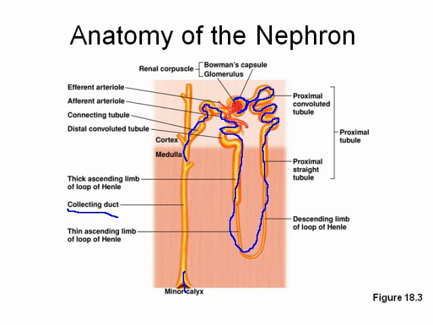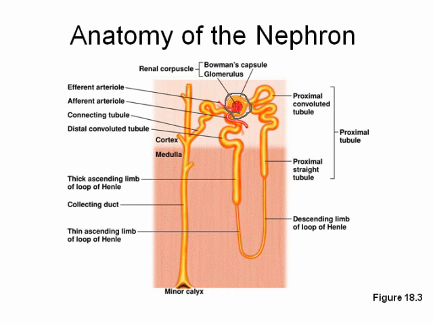So we're going to be talking a great deal about functions within Bowman's capsule and the glomerulus, proximal convoluted tubule, which is named such because it is the part of the tubule that is proximal to, that is close to the glomerulus.